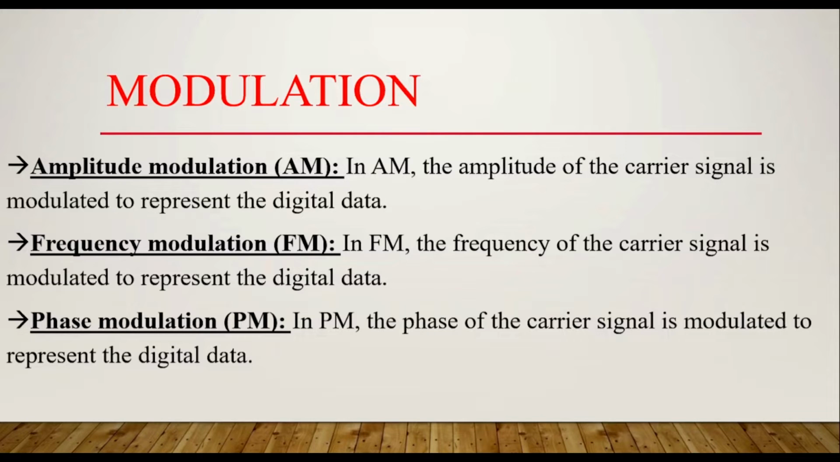First we will talk about amplitude modulation. In amplitude modulation, the amplitude of the carrier signal is modulated to represent the digital data, while in frequency modulation, the frequency of the carrier signal is modulated to represent the digital data. And in phase modulation, the phase of the carrier signal is modulated to represent the digital data.